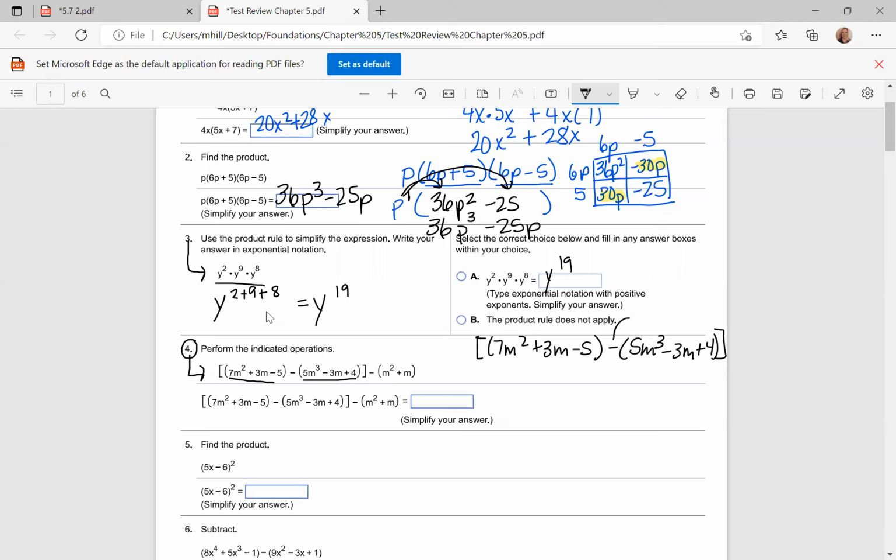So when you have a minus in front of the parentheses, that makes everything inside the parentheses be the opposite of whatever it is. This doesn't have anything in front of the parentheses, so 7m squared plus 3m minus 5 is going to stay the same. But if this was a positive 5m to the third, it's going to become negative 5m to the third. This is a negative 3m, so we want the opposite of that. So we would do positive 3m. And this is a 4, and we want to do the opposite of a positive 4, so it's going to be negative 4.